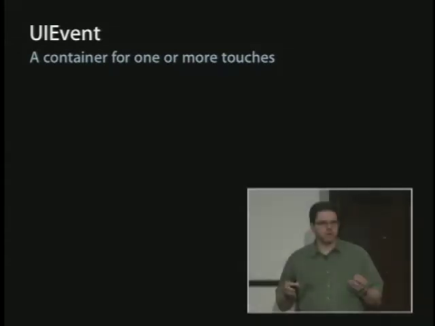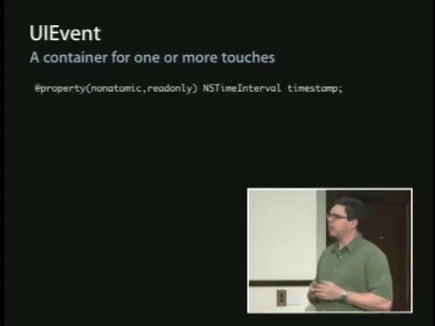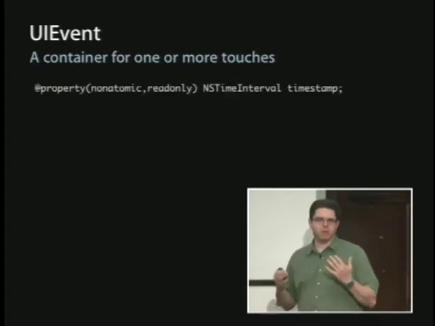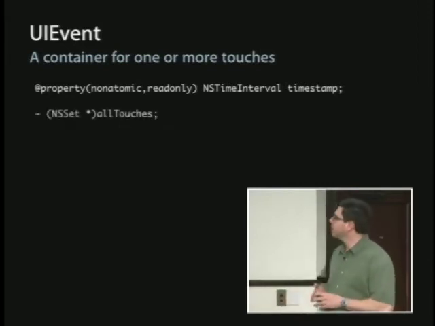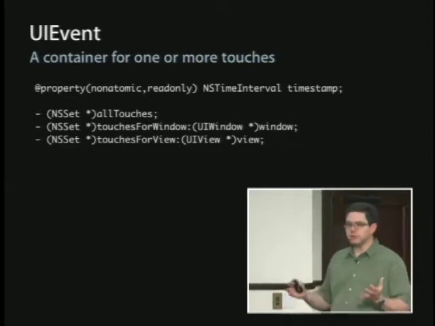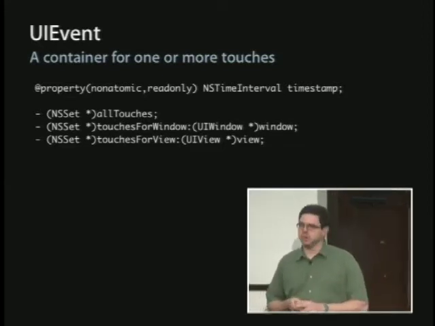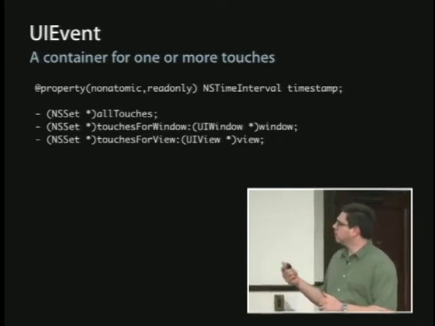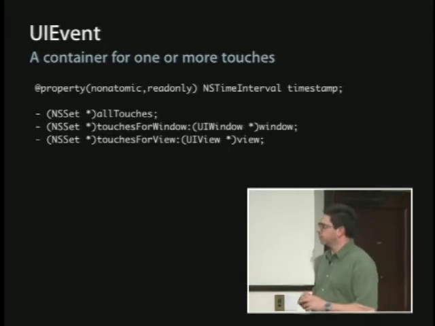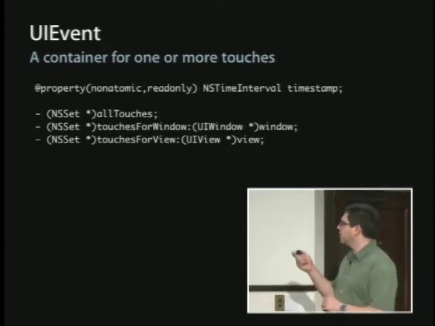UITouches are delivered within a container class called a UIEvent. This has a single property called timestamp, the last time the event was modified in some way. And there are three methods to get hold of the touches in there. You can ask for all of the touches, and these are every touch that is tracking somewhere inside your application. Touches for window gives you the ones in your window, and touches for view gives you the ones that are in a particular view. These are the ones specifically bound to that view or window.